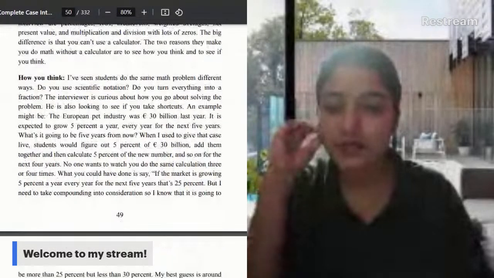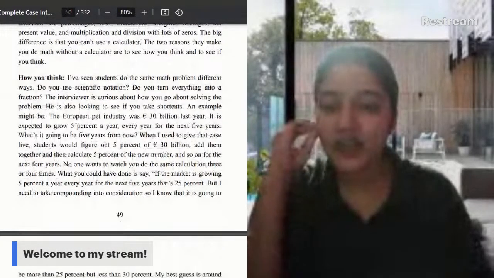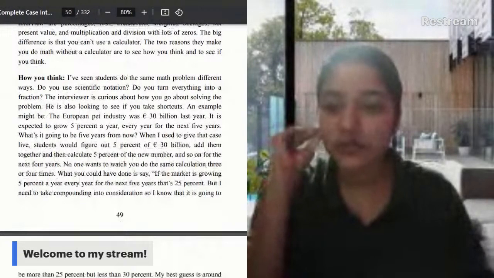How do you think? I've seen students do the same math problem different ways. Do you use scientific notation? Do you turn everything into a fraction? The interviewer is curious about how you go about solving the problem. They are also looking to see if you take shortcuts.